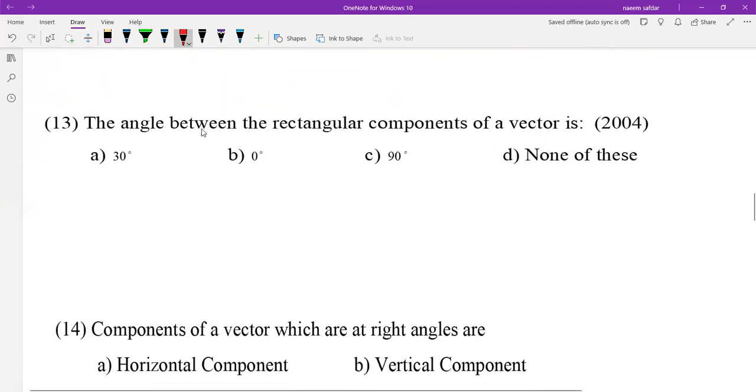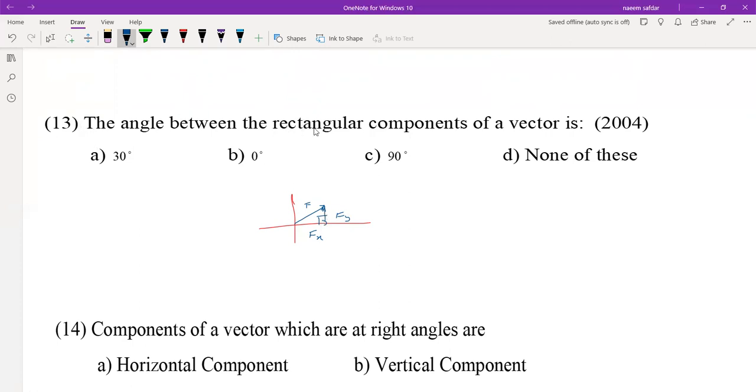The angle between the rectangular components of a vector is. We have to find the angle between rectangular components. Now, if we have vector F, then its two rectangular components will be Fx and Fy. And here we always obtain right angle triangle. So Fx and Fy are mutually perpendicular.